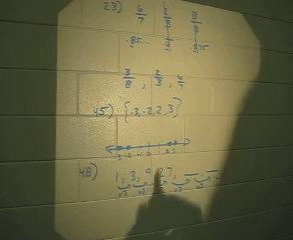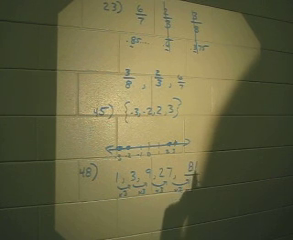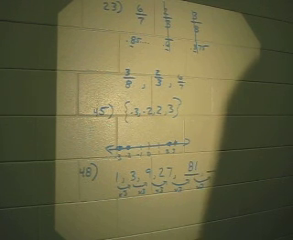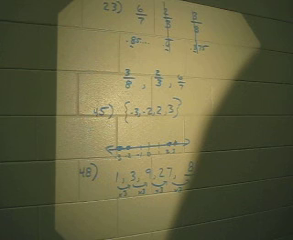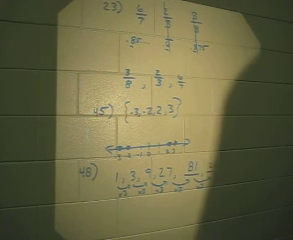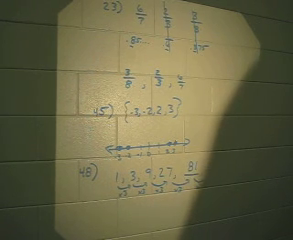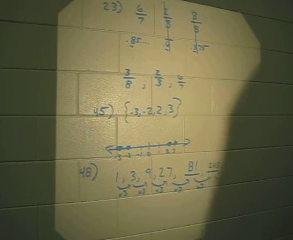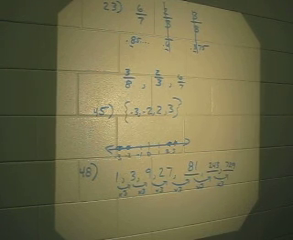27 times 3 is 81. And 81 times 3 is 243. And then 243 times 3 gives us 729 on number 48.